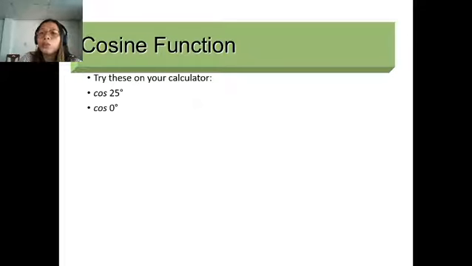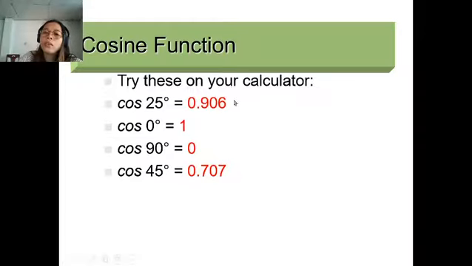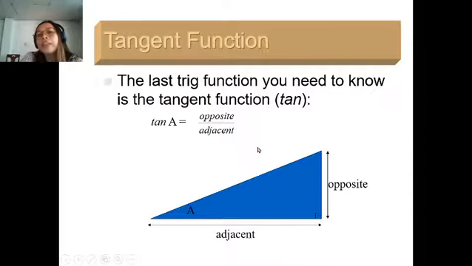You should know how to convert your scientific calculator to degree mode, because if it is not converted to degree mode, eventually our answer will be wrong. Okay? So, cosine 25 is equal to 0.906, cosine 0 degrees is 1, cosine 90 degrees is 0, and cosine 45 degrees is 0.707.